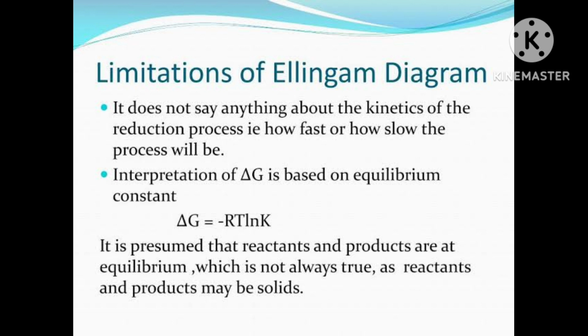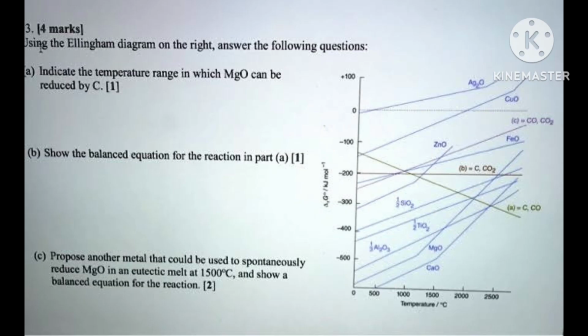Then in this, temperature you can see only on the x-axis, delta G you can see on the y-axis, and how much difference there is between the two. If the difference is more, then reduction will take place easily. Okay, now I will tell you a problem related to this, then you can easily understand.